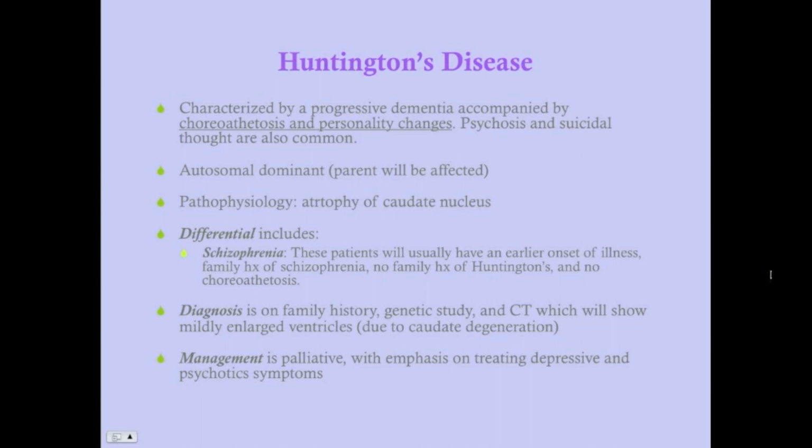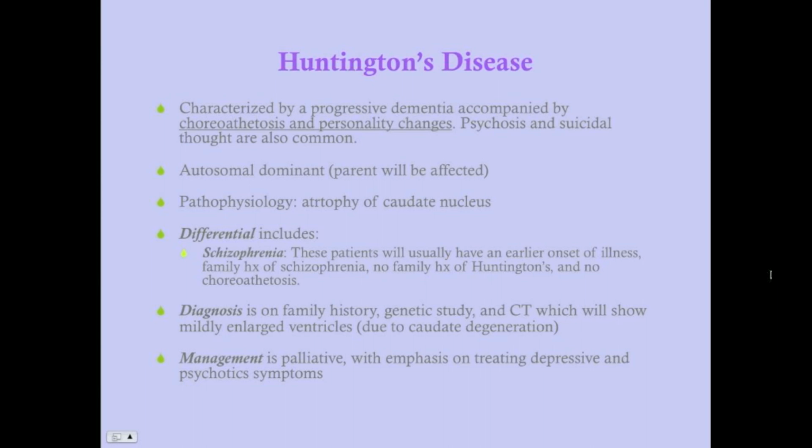And the differential here includes schizophrenia. Anytime you have psychosis, the number one thing you're going to think of is going to be schizophrenia. But obviously patients with schizophrenia aren't going to have a family history of Huntington's disease. They're not going to have chorioathetosis, whereas the patients with Huntington's disease will. Diagnosis is going to be based on family history. It's going to be on genetic study.